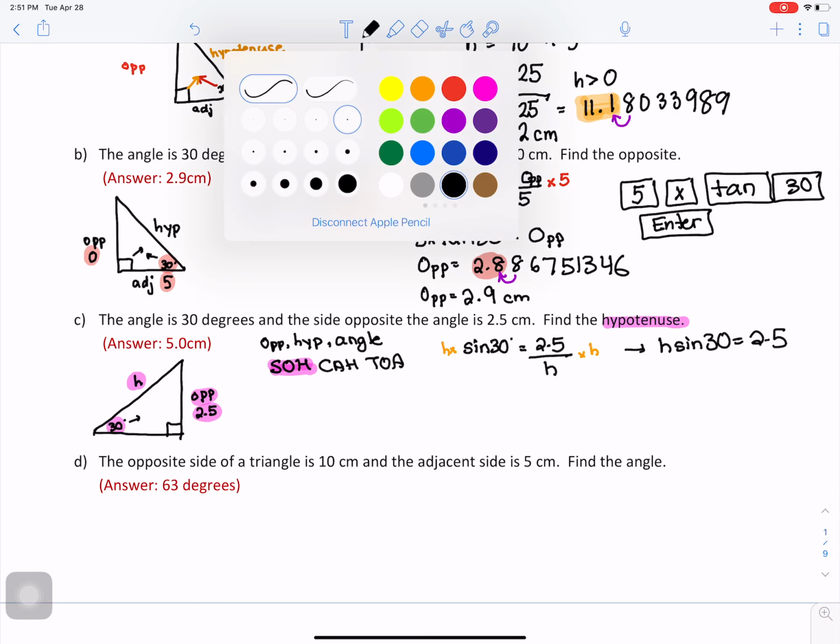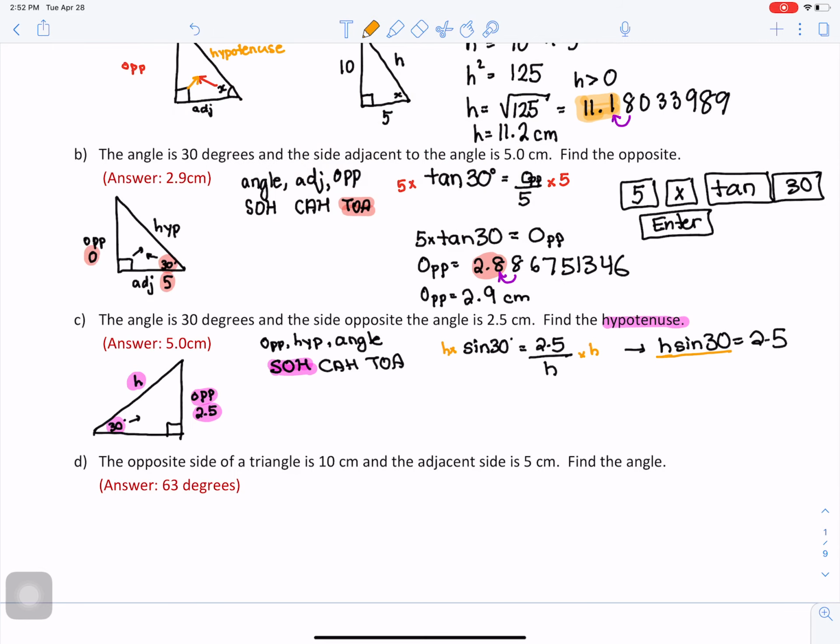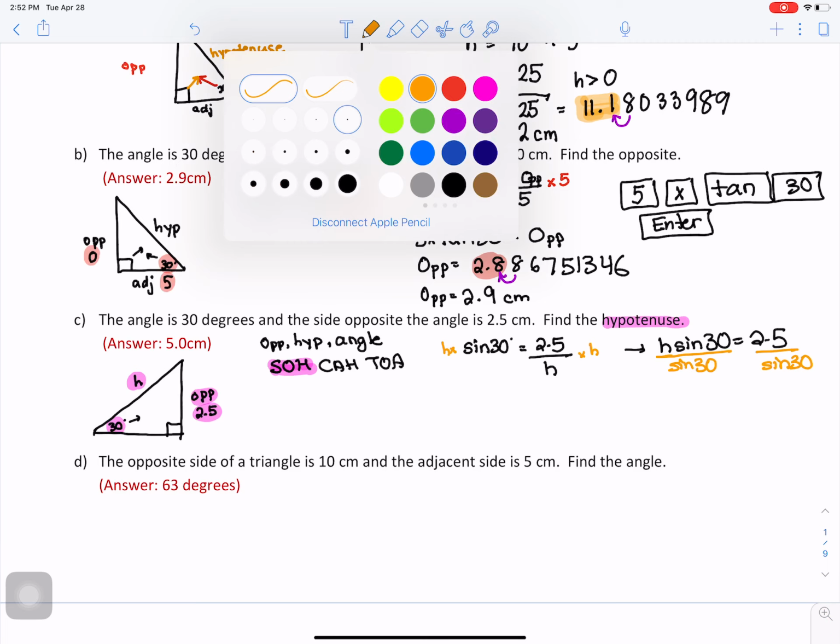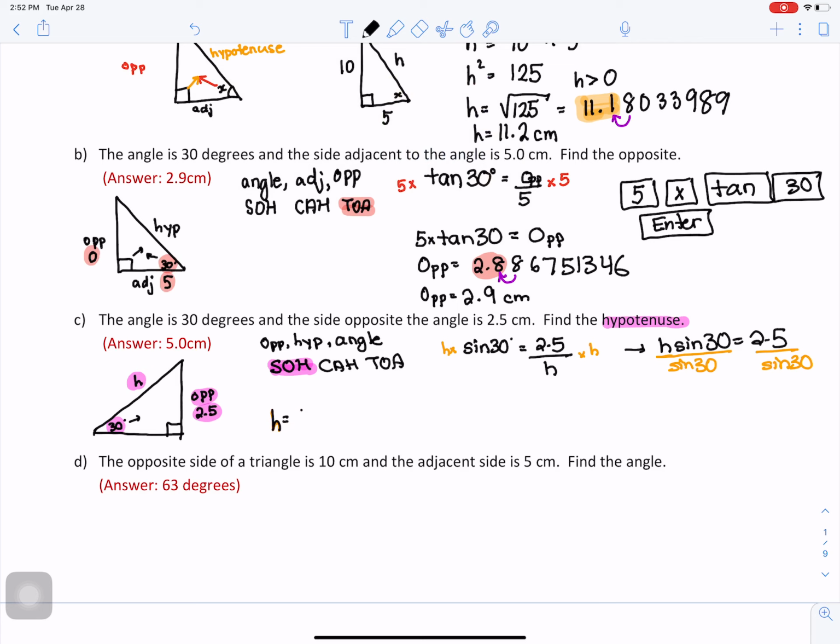And then I want to ask myself, how am I going to get the h by itself? Divide by sine of 30, divide by sine of 30, and then I literally get my h isolated. h is equal to 2.5 divided by sine 30. I'm just going to purposely put a bracket in there just so we don't make any bad errors. And I get the answer of 5 exactly. And so rounded to the nearest tenth would be 5.0 centimeters.